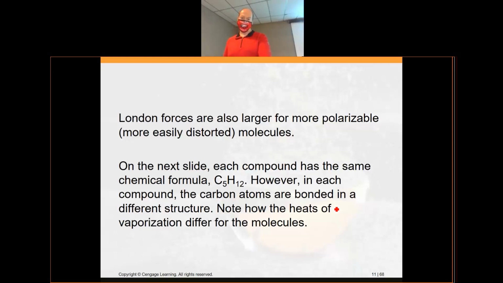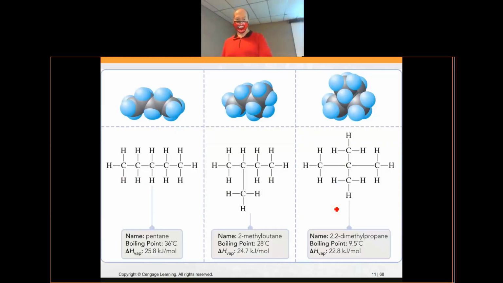All right. If you have the same molar mass, then the one that has the most surface area has the higher boiling point. And so here we have a surface of 5 carbons in a row. They all have 5 carbons and 12 hydrogens if you add them up. This one has a surface of 4. And this one has a surface of 3.